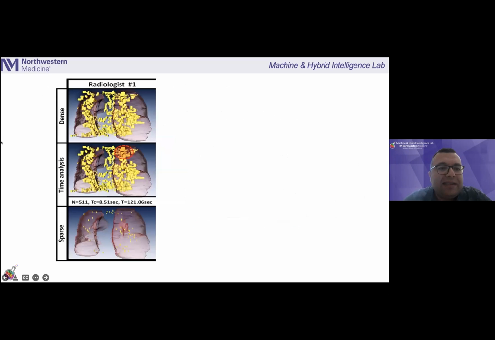For the realistic case, there are 3 radiologists in this example. For the same CT scan, they do the search. The first row shows the dense gaze patterns, and this first radiologist used a little bit more than 2 minutes to finish this search. After sparsification, we have a small number of attention regions to be considered by the AI.